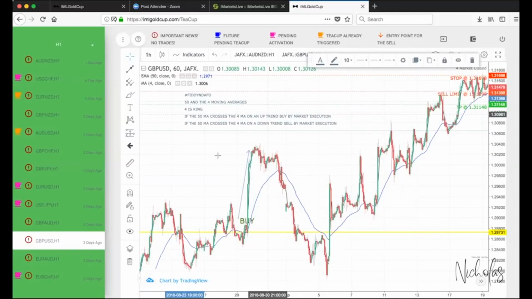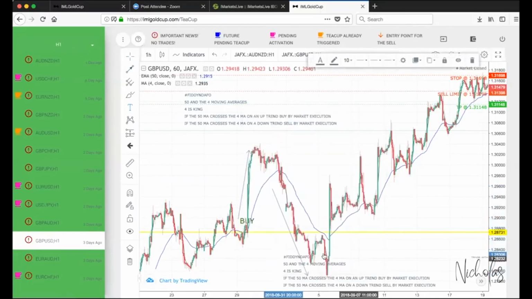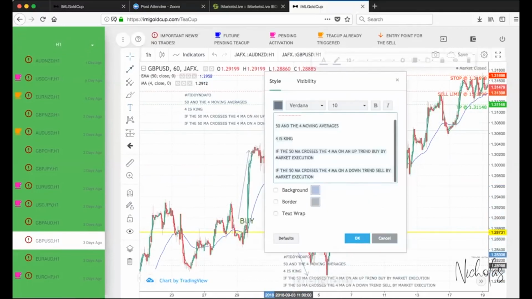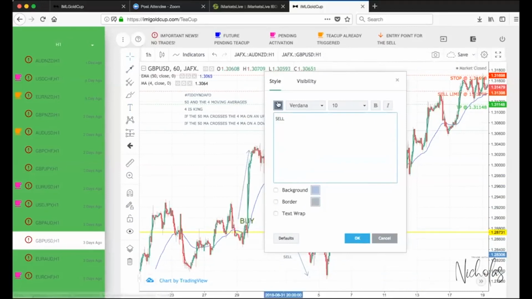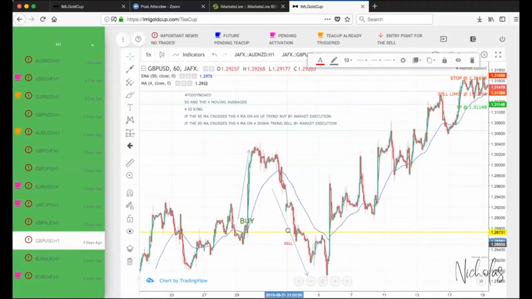Now, if the 50 and the 4 moving average cross on a downtrend, meaning the 4 is on a downtrend, guess what kind of move we're going to make by market execution? This is going to be a sell. You're going to sell by market execution. You guys seeing that? This is a sell.